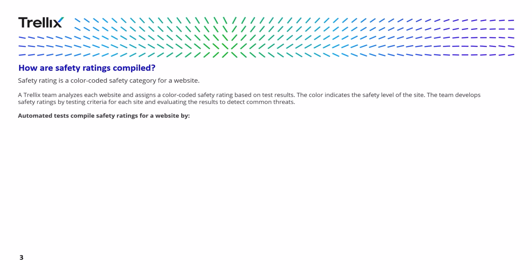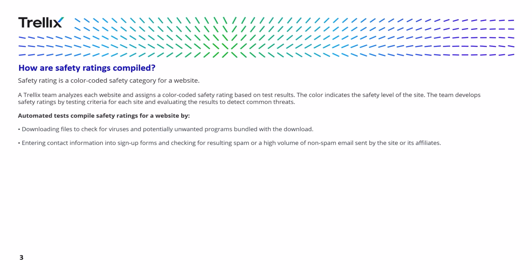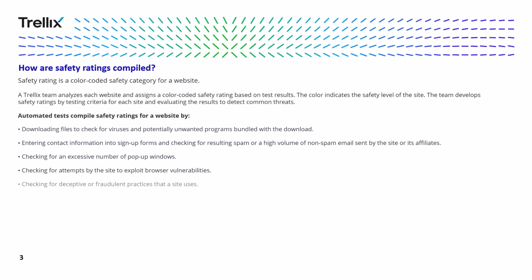Automated tests compile safety ratings for a website by the following: downloading files to check for viruses and potentially unwanted programs bundled with the download, entering contact information into sign-up forms, and checking for resulting spam or a high volume of non-spam emails sent by the site or its affiliates, excessive number of pop-ups, attempts by the site to exploit browser vulnerabilities, deceptive or fraudulent practices that a site uses.